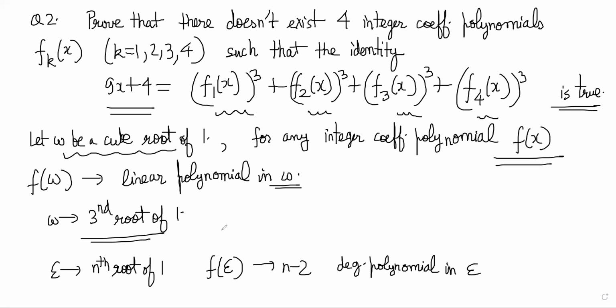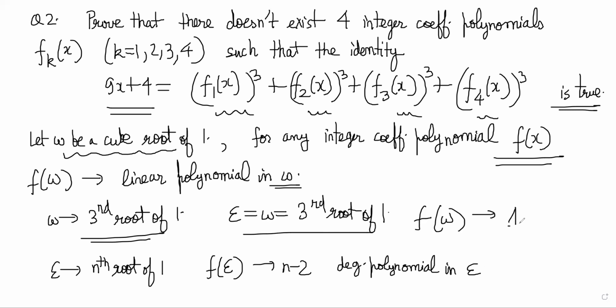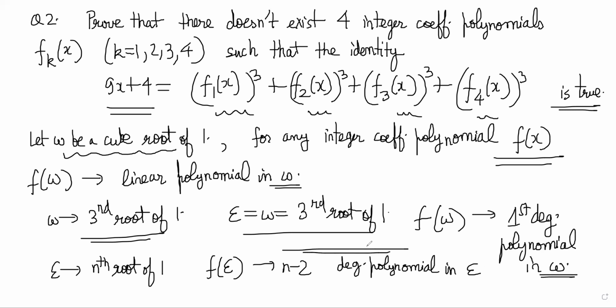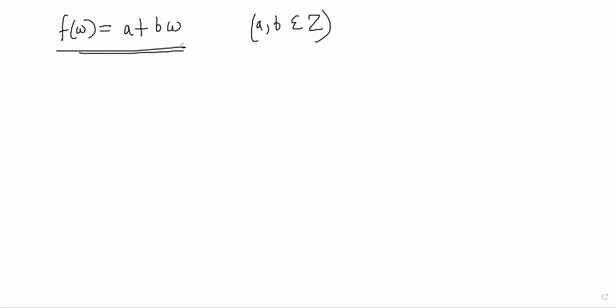So here epsilon is equal to omega, which is basically a third root of 1, right? If it is a third root of 1, we can say that f of omega is a first degree polynomial in omega, using that property that we saw earlier, right? So we can write f of omega as a plus b omega, where a and b belong to integers, because it's a first degree polynomial in omega, right?